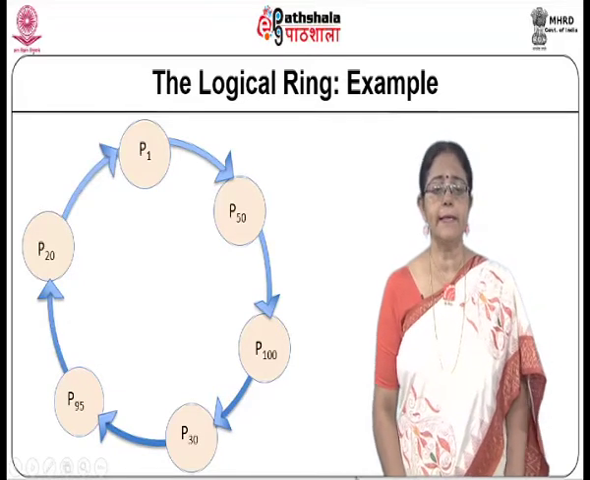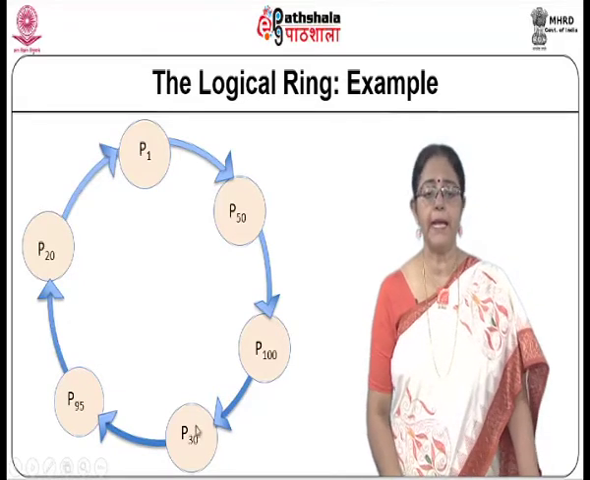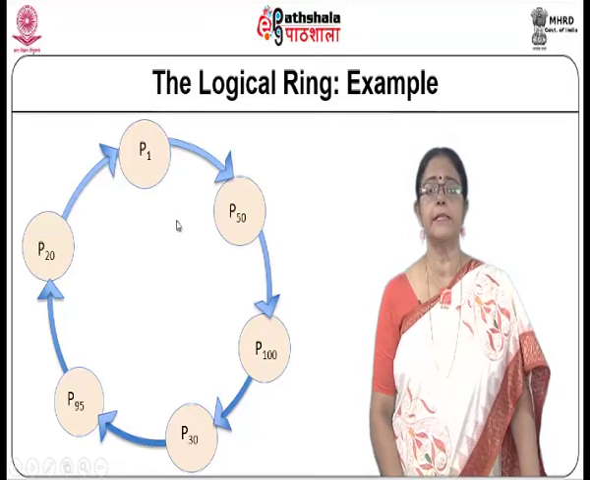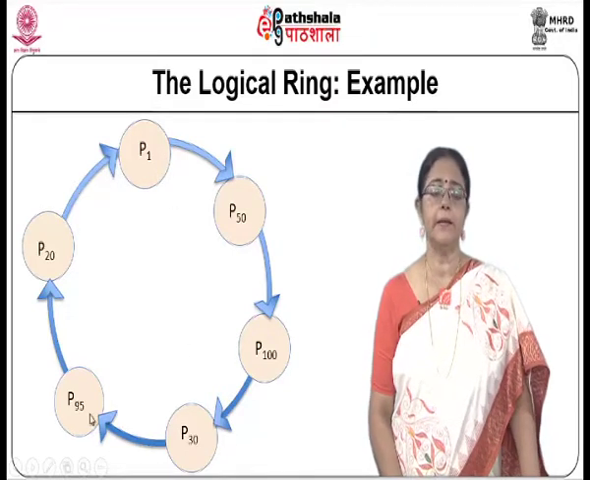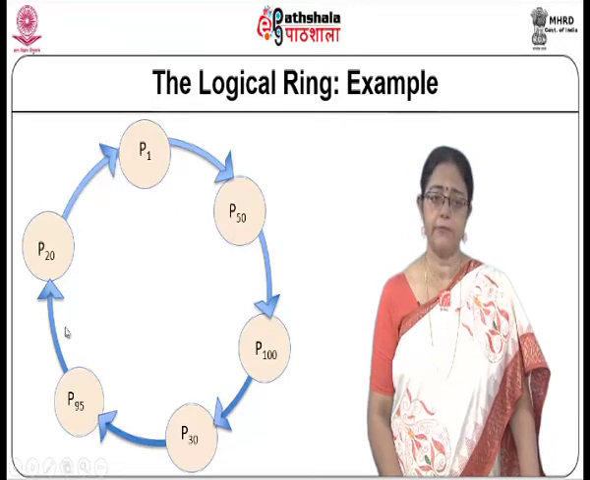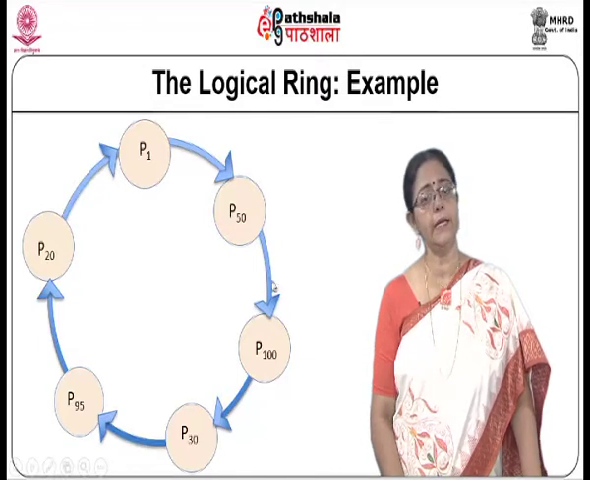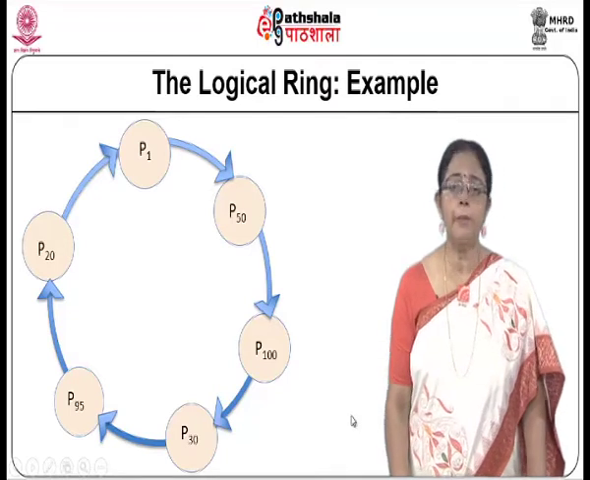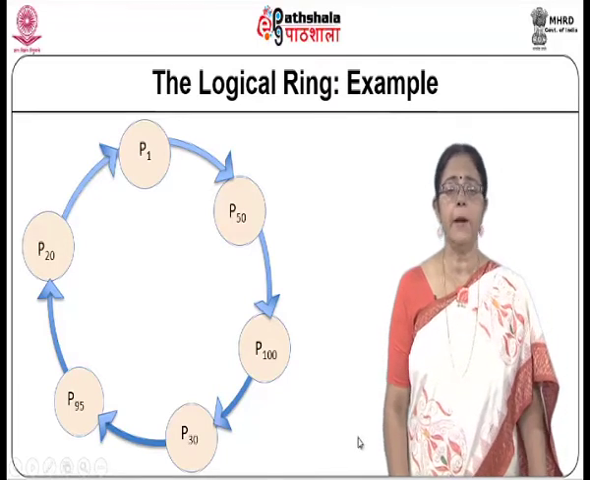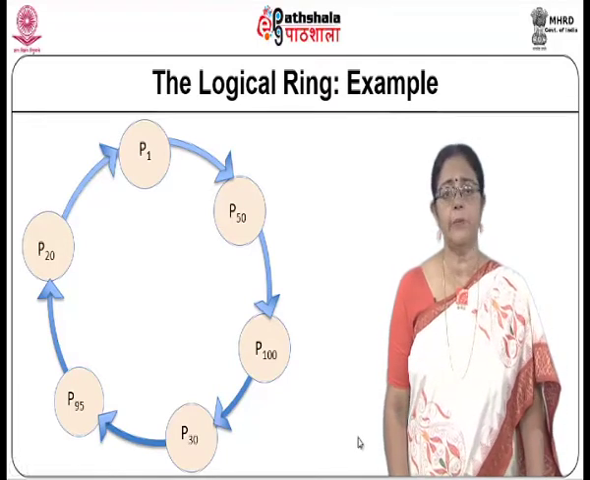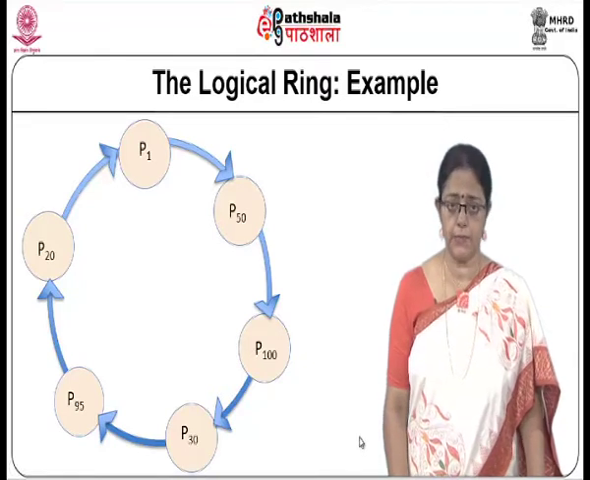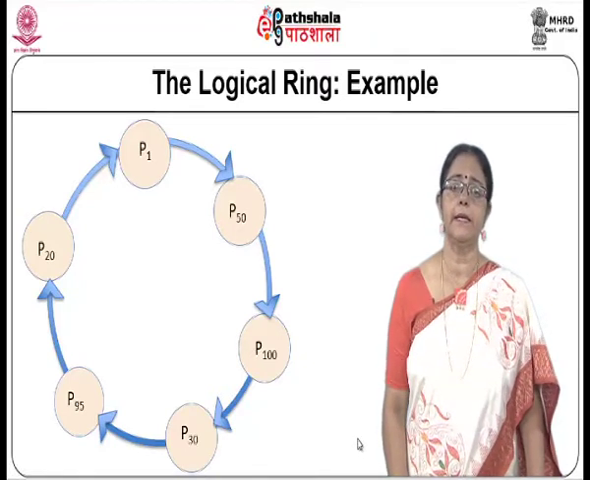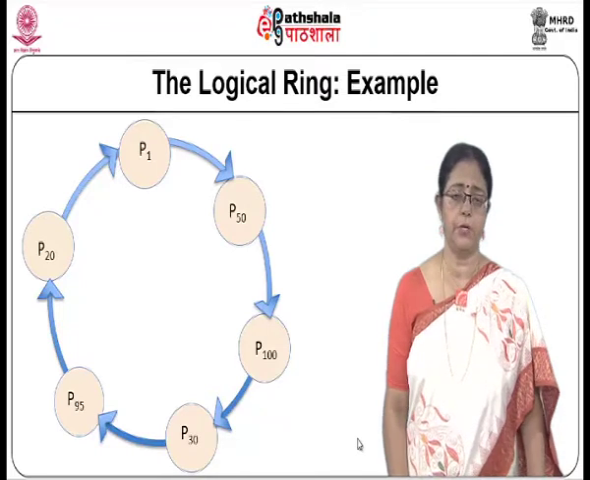So, in this ring, if P30 wants to communicate something to P1, then P30 will have to communicate to P95, 95 to 20 and 20 to P1. So, this is the problem of ring, but having a ring helps in many places, including having an easy election algorithm that we are going to see today.